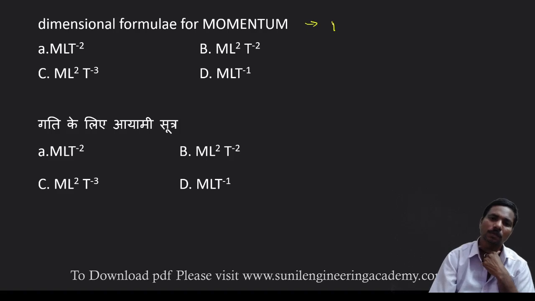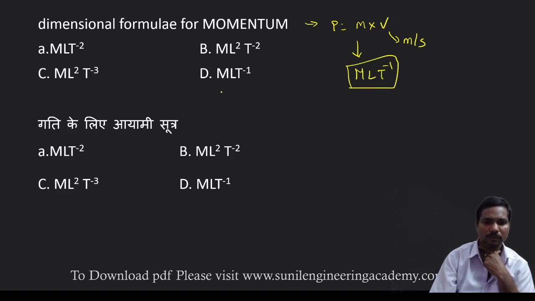Momentum. Momentum is equal to mass into velocity. Mass is M, velocity is meter per second, that is length by time, L T power minus 1. So M L T power minus 1. So the answer is option.